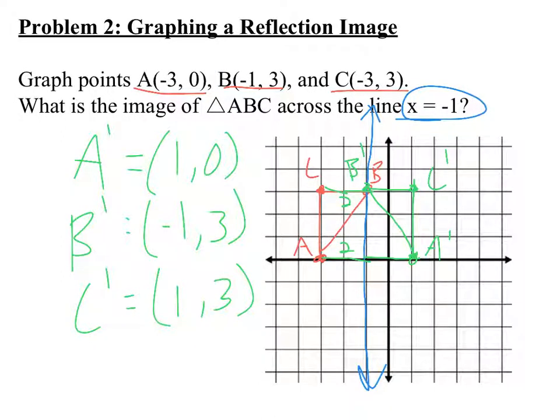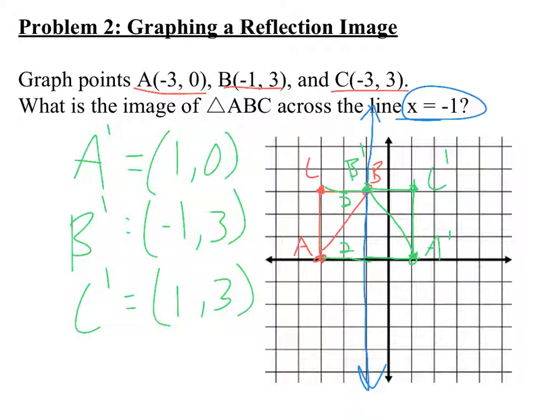Okay, as you can see here, the green shape is our reflection. You'll notice that A was 2 away from my reflection line. I had to go 2 to the right. So from my line, I go 2 more to the right to find A prime, sitting at the point 1, 0. C was sitting up here. We had to go 2 to the right to get to the line, go 2 more to the right to get to C prime, sitting at the point 1, 3. B was on the line, so therefore when we do the reflection, B will not change. It'll stay in the same spot, keeping it at negative 1, 3.